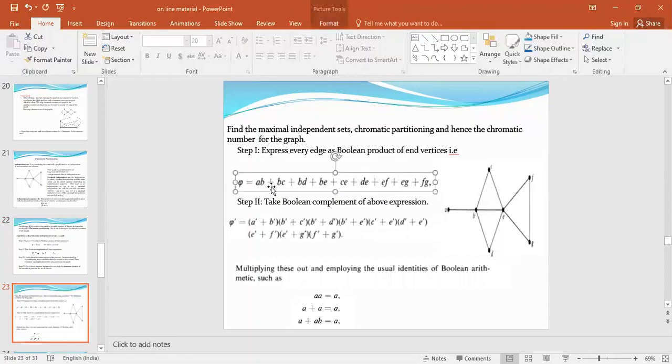So every term corresponds to one edge. Like, it is containing AB, yes, AB is there. It is containing BC, yes, BC is there. Then BD is there. Then BE is there. So likewise, we have mentioned these terms.